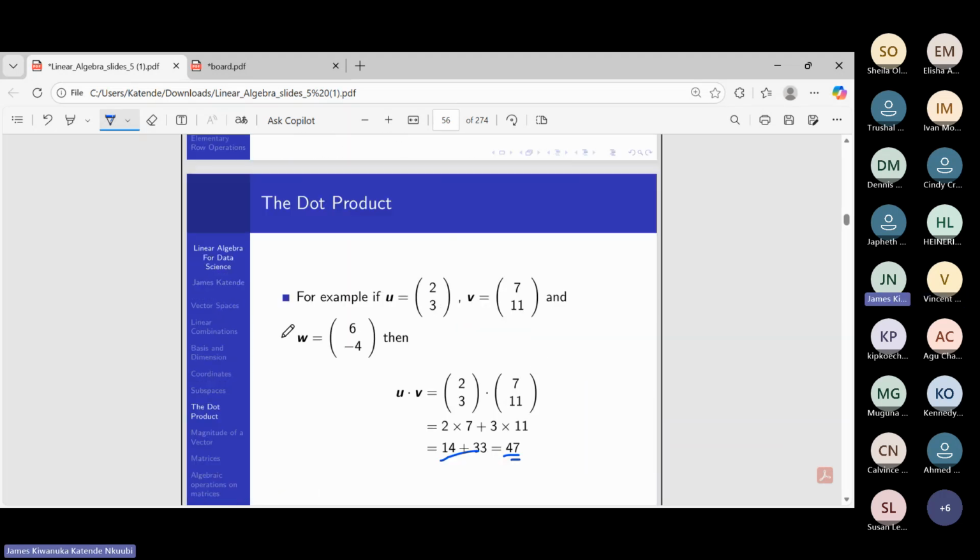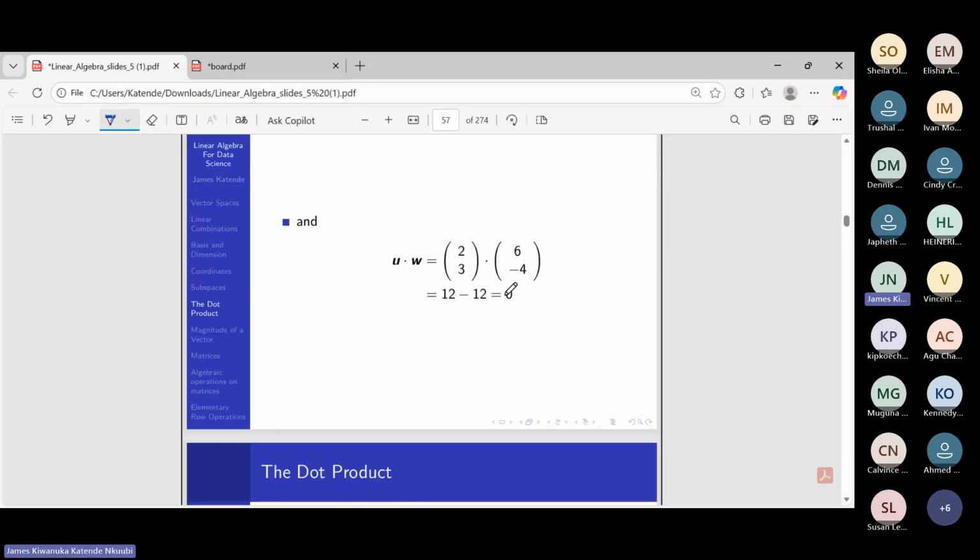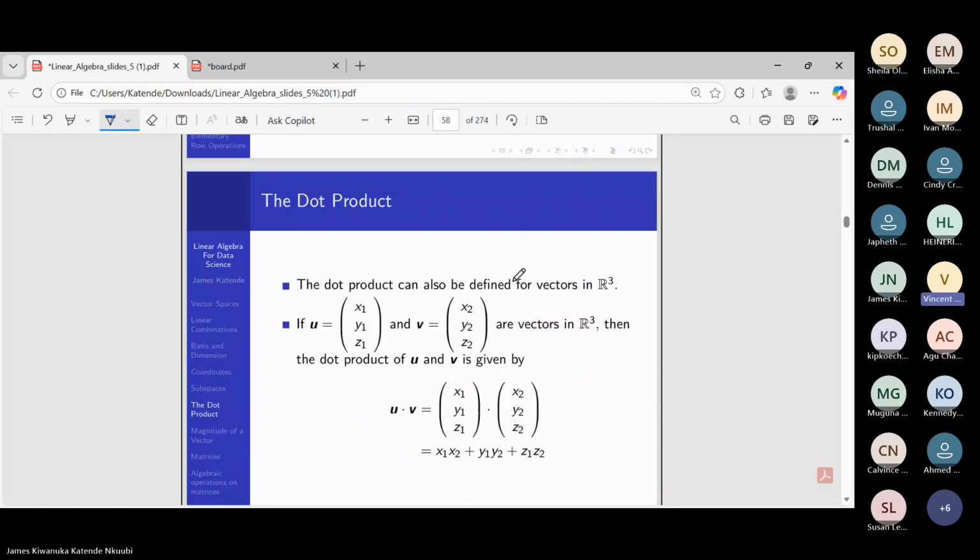So there's a third vector, w, and the dot product of u and w is computed here. In this case, you get the dot product to be equal to 0. So it's possible for the dot product of two vectors to be 0. When it's 0, we say they are perpendicular. We might use that again later.